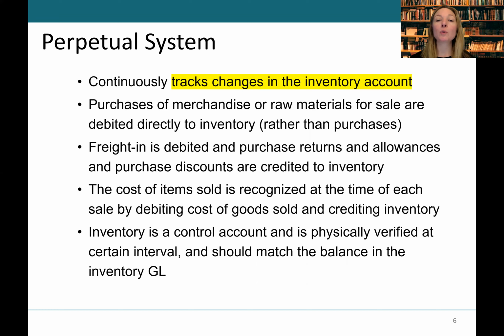The cost of items sold is recognized at the time of sale by debiting cost of goods sold and crediting inventory. So obviously cost of goods sold is on the income statement, and inventory is on the statement of financial position side. And inventory is really a control account, meaning that it's always expected to be correct, and then it's verified through a physical count. So in a perpetual system, you would always be hitting the inventory account whenever there's a change going through your balance sheet or statement of financial position.